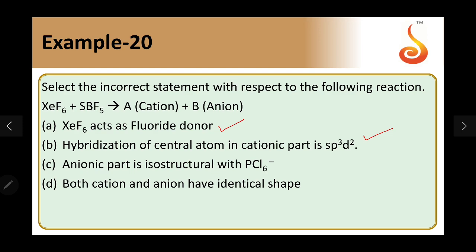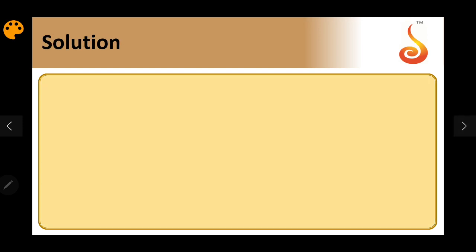The anionic part is isostructural with PCl6 minus. Sb also comes in the same group. So PCl6 minus or SbF6 minus will be isostructural, which is also right. Both cation and anion have identical shape. So the cation is XeF5 plus and the anion is SbF6 minus.